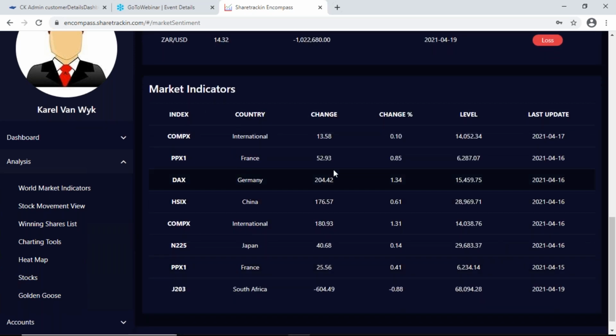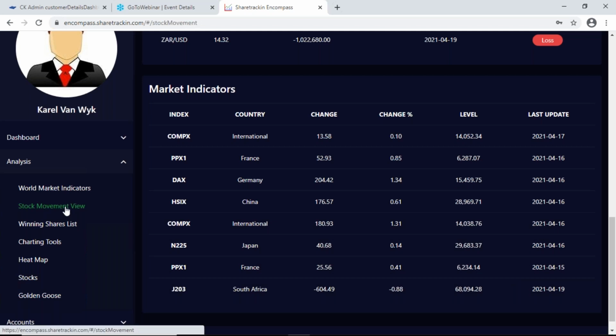Market indicators. So underneath my market indicators, I would see the different types of markets. In other words, I would get the international market, the France market, the Germany market, the Chinese market, the Japanese market, and the South African market. I would get the change it has for the day in level wise, the percentage it moved for the day, the level it's currently at, and then the time it was last modified. So when it was last updated.